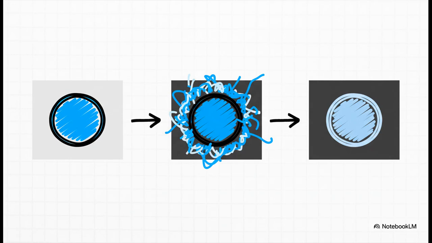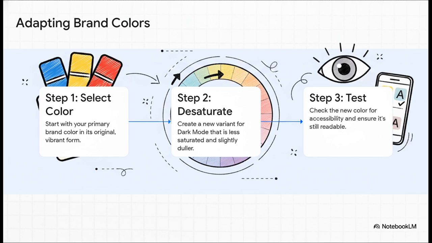Okay, rule number 2 is all about your branding. That bright, punchy, saturated color that looks so fantastic in your light mode design, yeah, that can become a real problem on a dark background. It can be so overpowering that it almost seems to glow or vibrate, totally wrecking the user experience. You've got to tame it. And the fix is actually pretty simple.